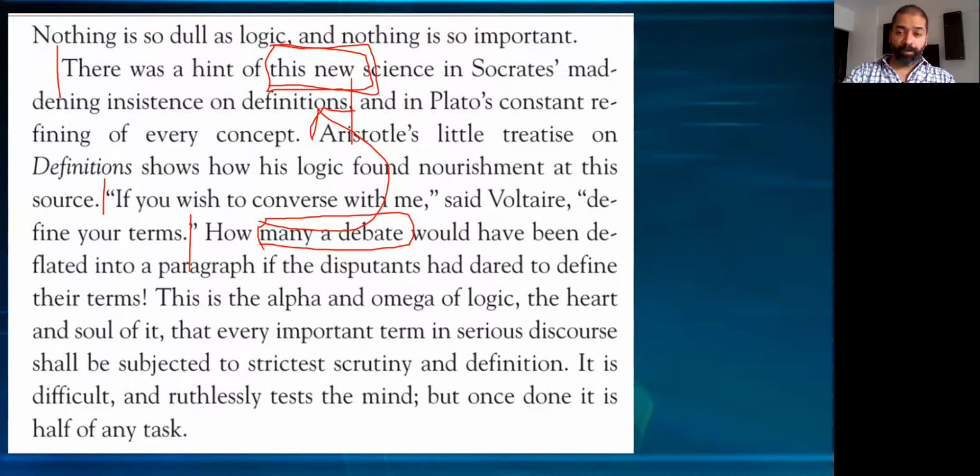Okay, how many a debate would have been deflated into a paragraph if the disputants had dared to define their terms? This is to tell you, it's a very complicated sentence, but if you understood the previous context, you know what we are reading here is the author giving importance to logic. And it's a complex sentence, like the example I gave you earlier. If the disputants had dared to define their terms, many debates would have been deflated into a paragraph. Long debates would have been reduced to a paragraph if people gave definitions. People don't give definitions, then things become long. So logic makes things concise, is the inference that you can draw from this sentence.